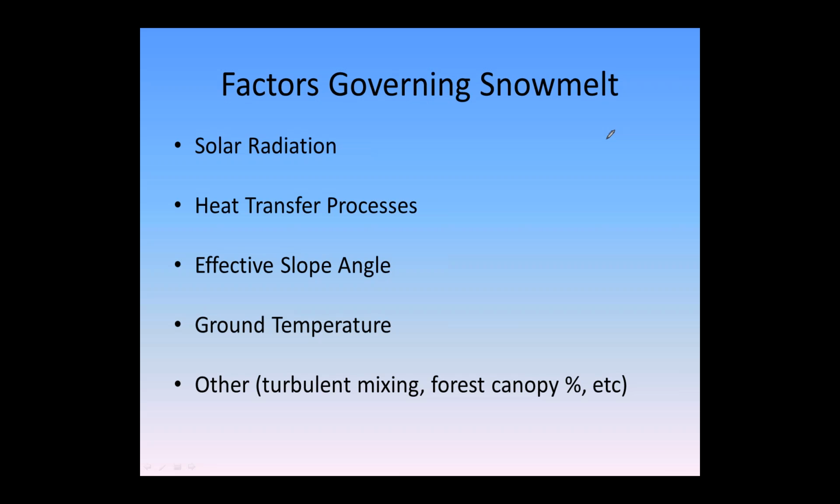Now let's discuss some factors governing snowmelt. There's quite a myriad of them. There's some that have more importance than others depending on the time of year and what's happening. I certainly can't go through all of them. Some of them are quite complex that deal with surface radiation budgets and more scientific terms. But I'm going to go through the main 5 that we typically like to talk about here and what factors we look at. And they are solar radiation, the heat transfer process, effective slope angle, ground temperature, and then other factors such as turbulent mixing, forest canopy percentage, such as how much shade is over the ground or how much sun is reaching the ground, things of that nature.